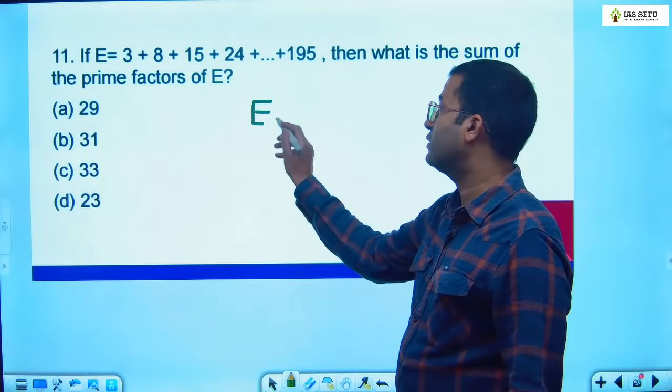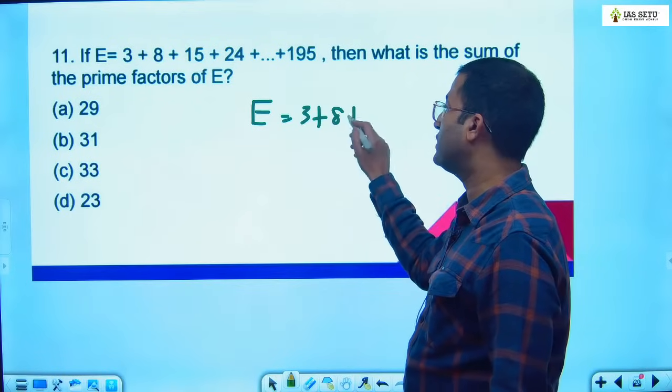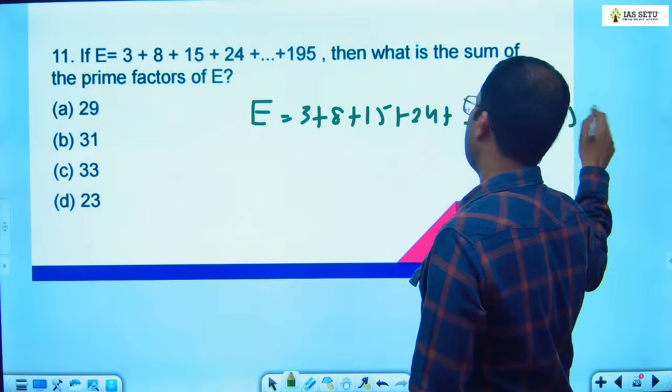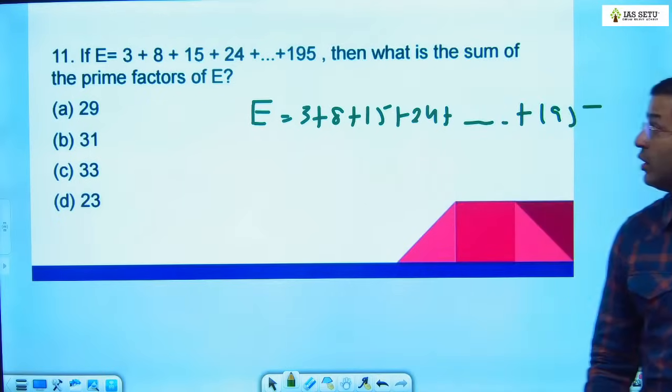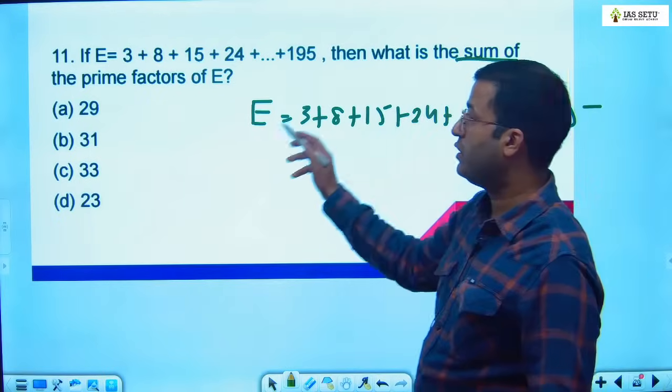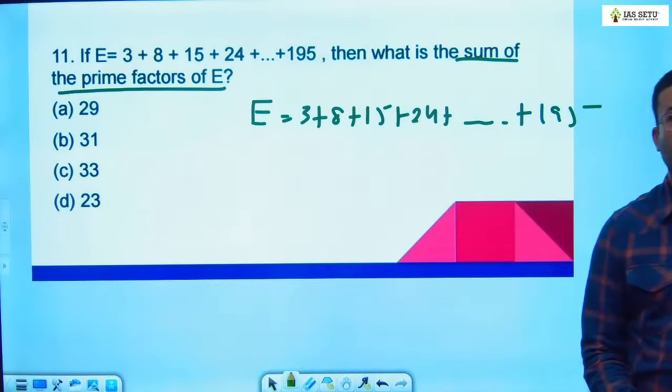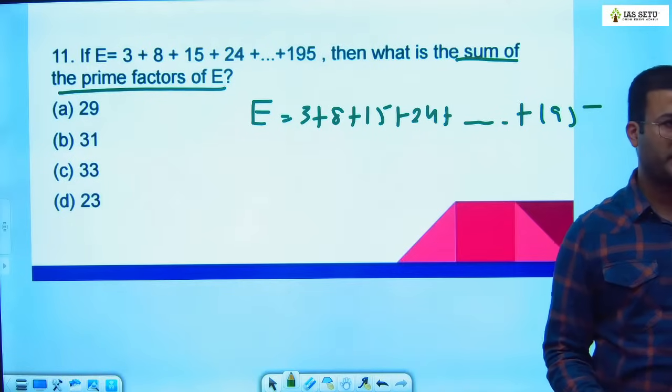Now, if E is equal to 3 plus 8 plus 15 plus 24 plus up to 195, what is the sum of the prime factors of E? Okay, question have 3 steps in it.